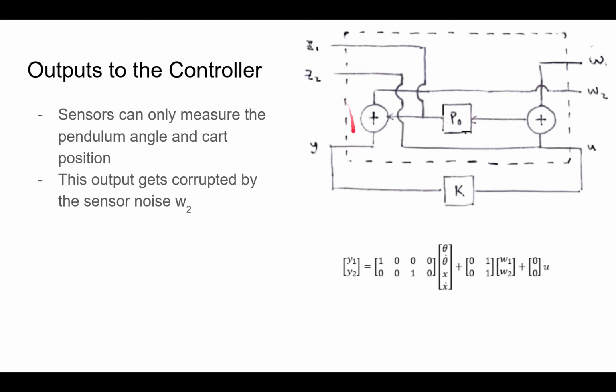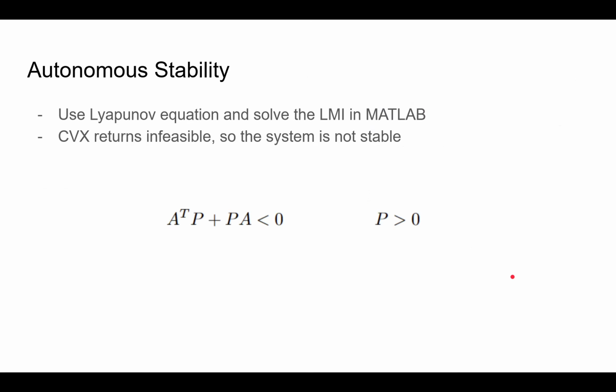For our outputs to the controller, this is what the controller sees from the state. I arbitrarily decided that the controller can only see the pendulum angle and the cart position right here. And we can't forget about sensor noise, which corrupts the signal right here. That's reflected by this column of 1s and this W2 right here.